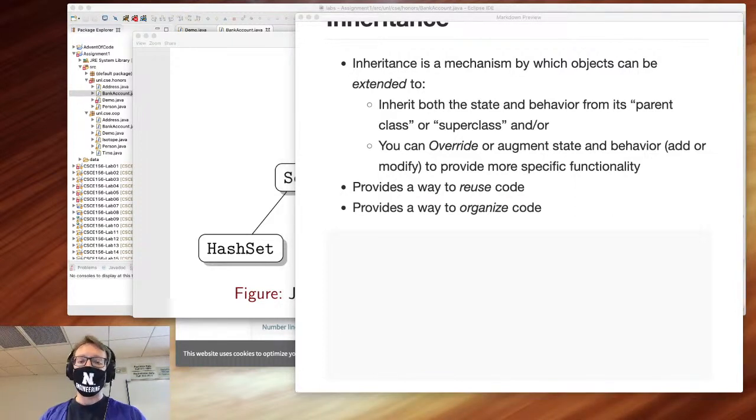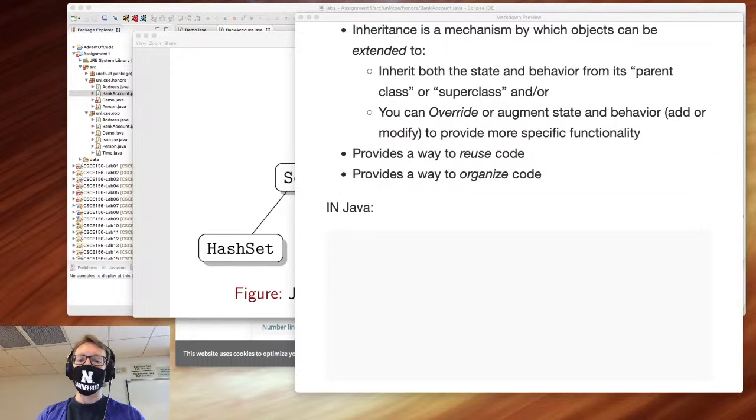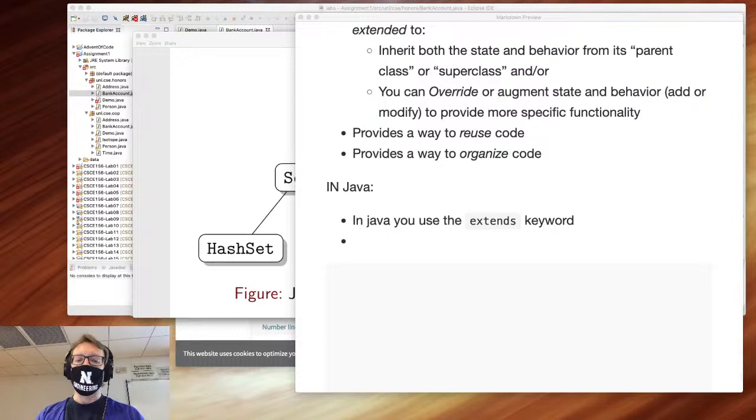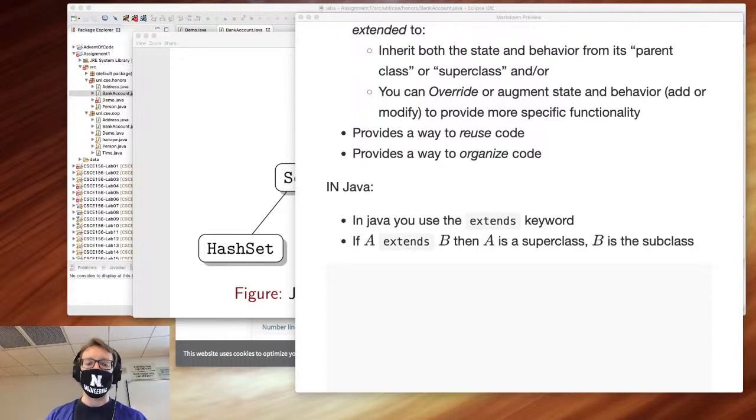So how does this actually work in Java? Most object-oriented programming languages use inheritance of some kind. Java is a class-based object-oriented programming language, which means that you subclass things. In Java, you use the extends keyword, right? And we say that if class A extends class B, then A is a superclass, B is the subclass, right? Or parent class, child class, right?